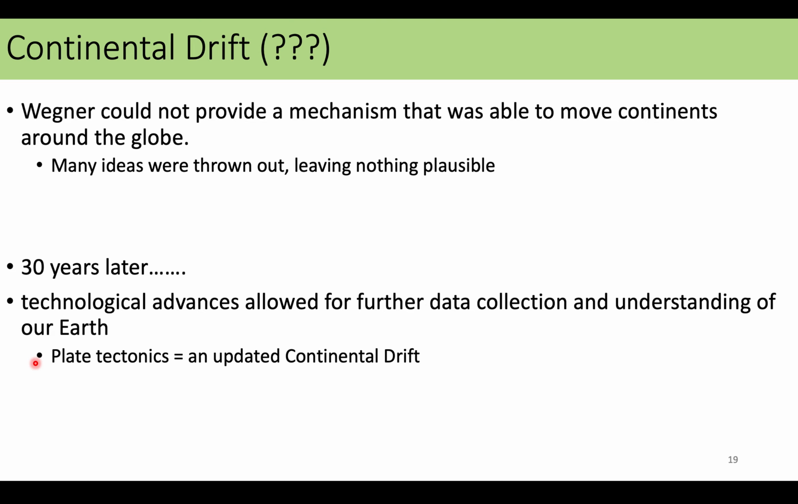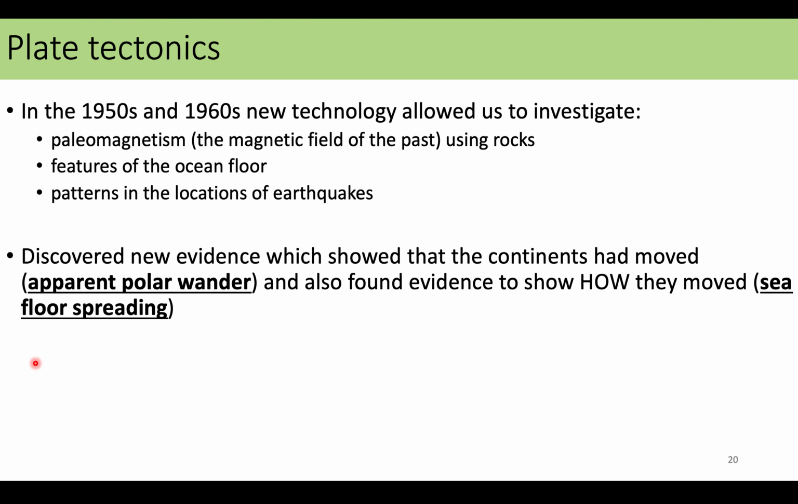However, about 30 years later, there were some technological advances that allowed for collection of more data and a lot more understanding of our Earth. And we came up, scientists as a whole, came up with the theory of plate tectonics, which is essentially an updated version of Alfred Wegener's continental drift. So in the 1950s and 60s, we had new technology that allowed us to study and investigate paleomagnetism, which is the magnetic field of the past using rocks, as well as studying features on the ocean floor, so actually mapping what the ocean floor looks like, and looking at patterns in earthquake locations.